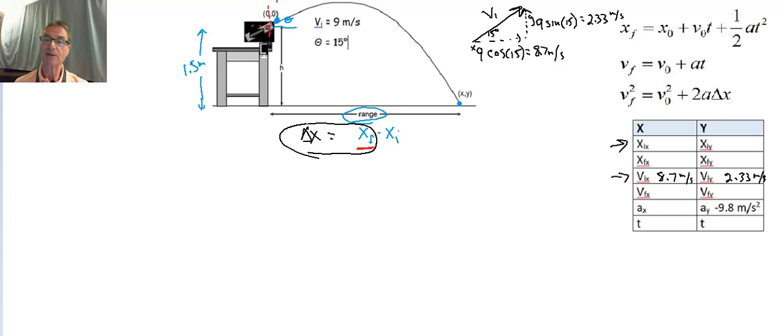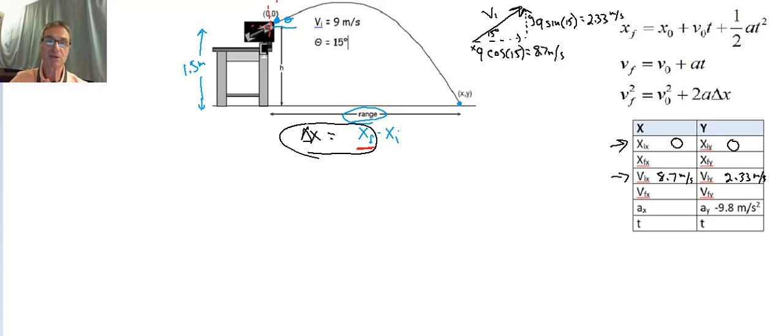Okay. All right, so I've broken up my initial velocities into x and y components. Now let's see what else I know. Well, I've said that my starting point is at x equals 0 and y equals 0. So my initial value for xi, and the initial value for y initial, are both 0.